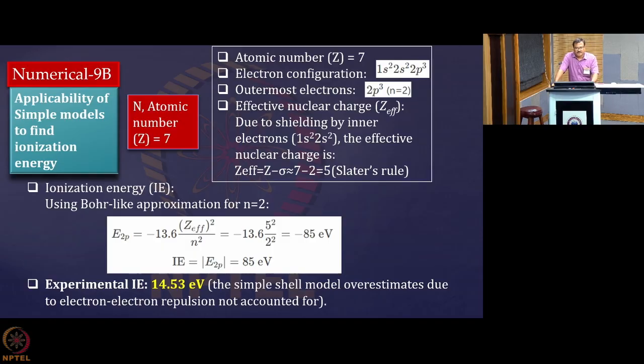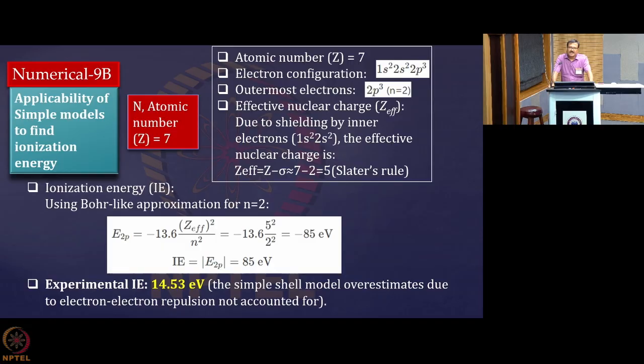So it is minus 13.6 Z effective squared by n squared, and what we find is 85 electron volt. But the experimental value of the ionization energy is 14.53 electron volt. So there is a huge mismatch that you are seeing over here. The reason is that the simple shell model overestimates due to electron repulsion not being accounted for.